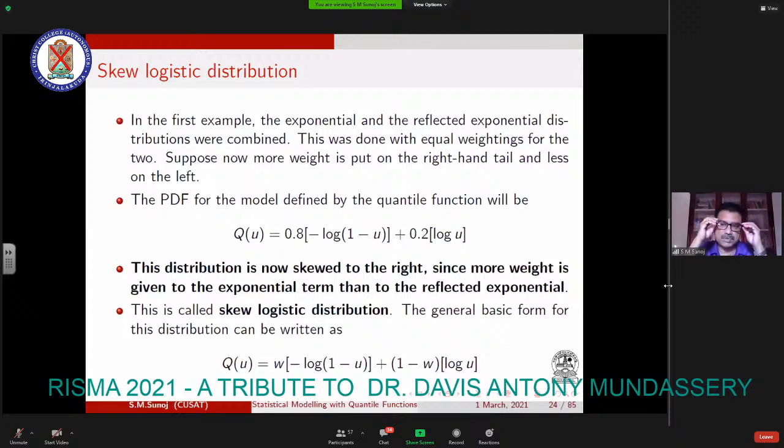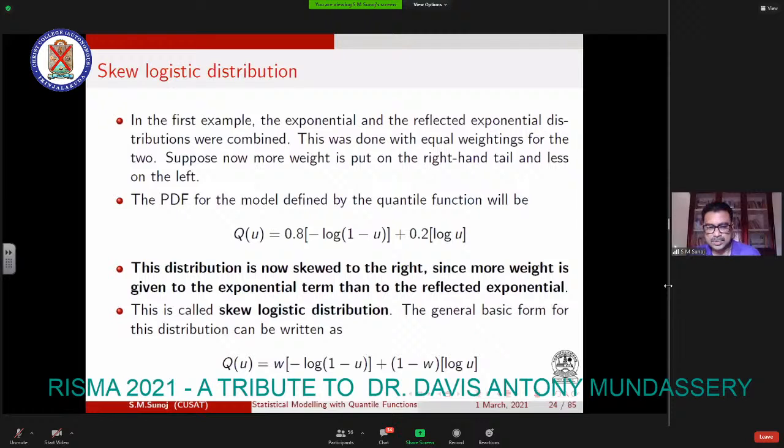The PDF for the model defined by the quantile function Q(u) equal to 0.8 times minus log of 1 minus u, which is the quantile function of the exponential distribution. So we give more weight to the exponential side and less weight to the reflected exponential side. This distribution is now skewed to the right. In the former case, it was a logistic distribution, which is symmetric. But because of this weighting, the resulting model becomes a skewed distribution, and this skewness can be adjusted by changing the weights applied on these two quantiles. Here we get a distribution skewed to the right, since more weight is given to the exponential term than the reflected exponential.